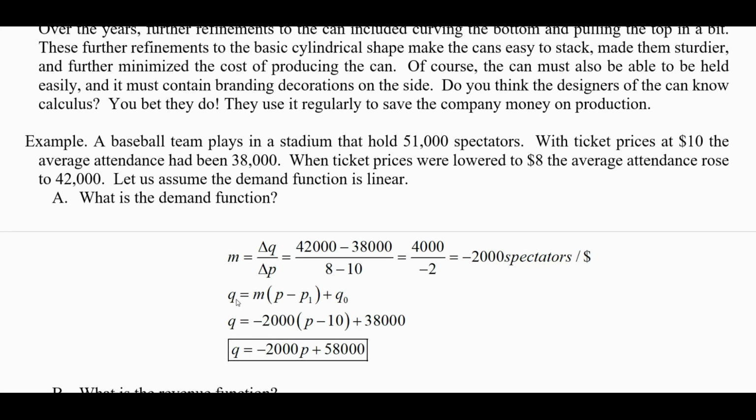All right, so the quantity is the slope times P minus P1 plus Q1. That's the point slope formula for a line. 10 goes in here, 38,000 here, slope is there. Distribute and combine like terms to get it in slope y-intercept form. Q is negative 2,000 P plus 58,000.